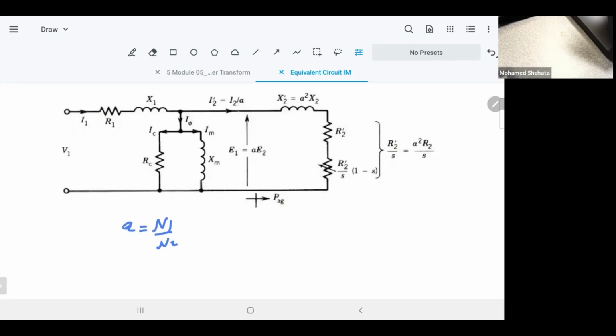And you can calculate copper loss if you like. You multiply I2 dash squared times R2 dash. If you want to calculate the developed power, you multiply R2 dash over S times (1 minus S) times I2 dash squared. Everything is there. It makes life easy. Modeling anything is really very important, not only in engineering. You can do modeling for an economic system, for a social system, because you can analyze it easily.